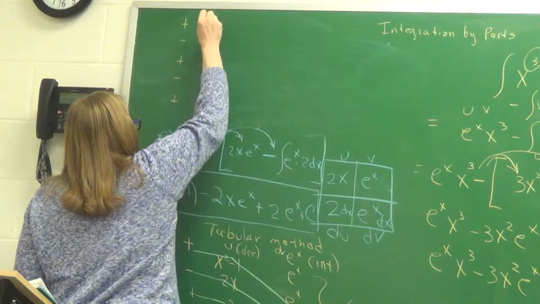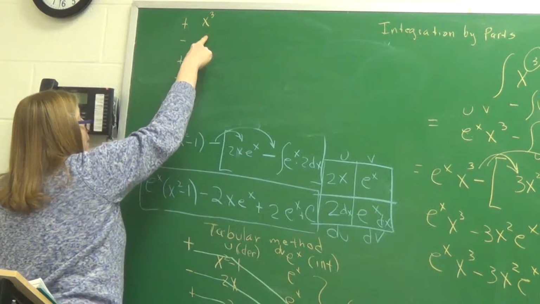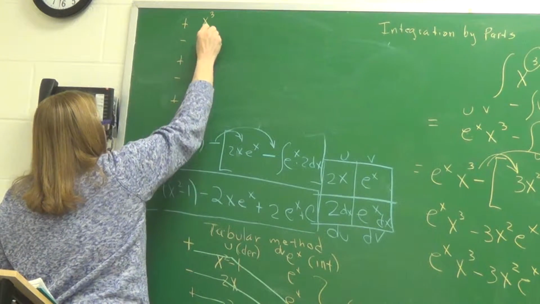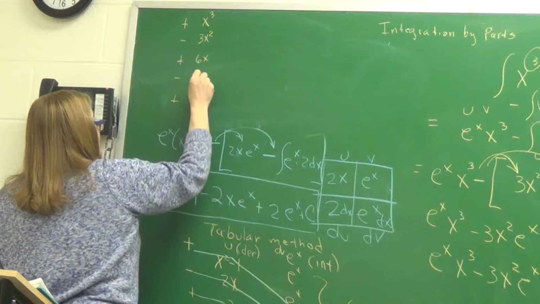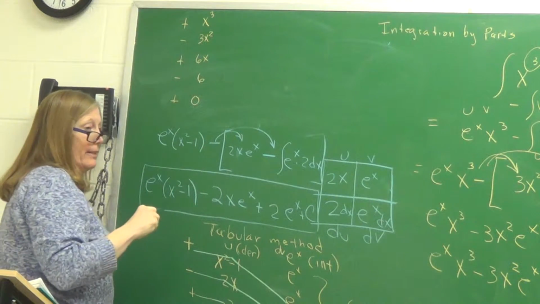So Aaron, differentiate all that. What's the derivative of that? 3x squared, 6x, 6, 0. Alright, you stop when it hits 0.